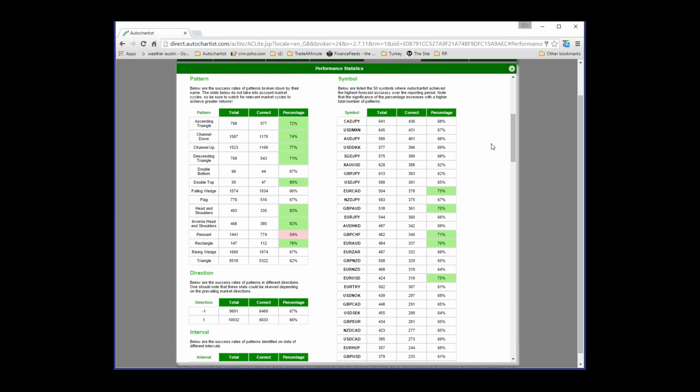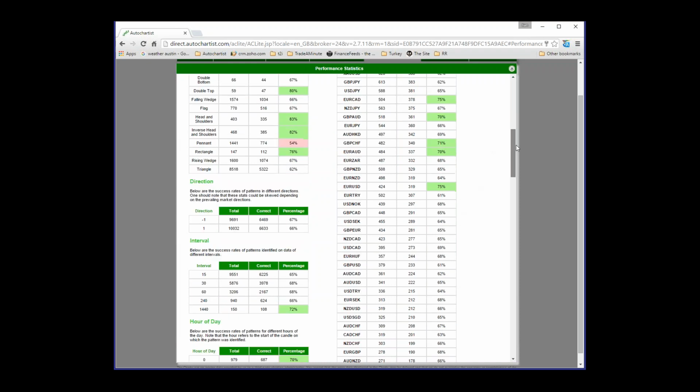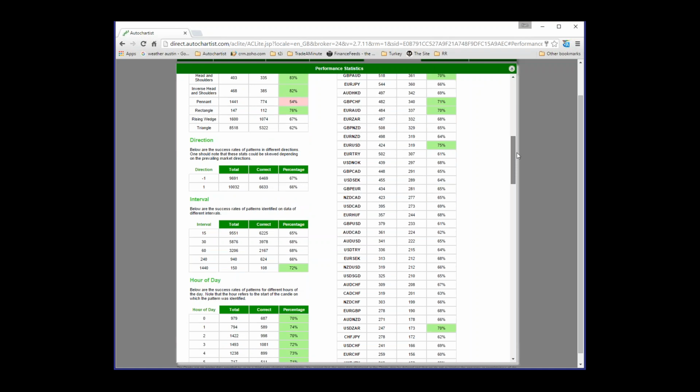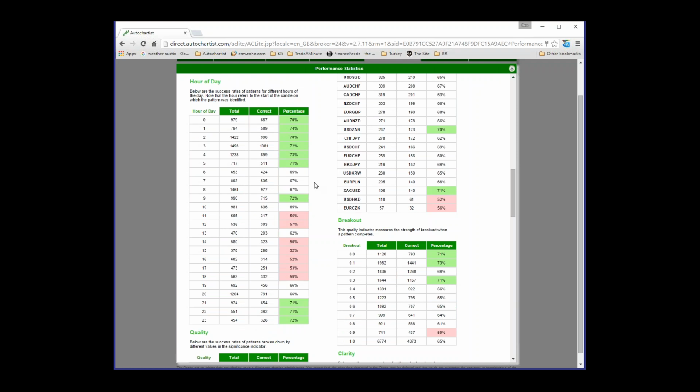Look at the symbol, right? So what we can see is the symbols that have been doing well or badly over the last six months. And probably one of the strongest indicators is the hour of the day. You can see that during, this is again US time, right? So during the London hours, technical chart patterns seem to have a far greater effectiveness than during the end of the US session, right, or the Asian session, right?